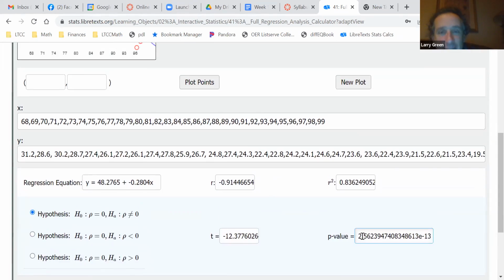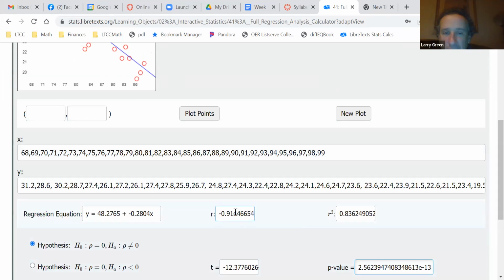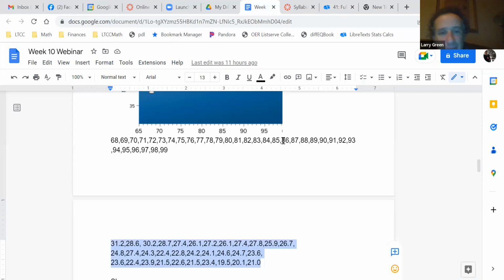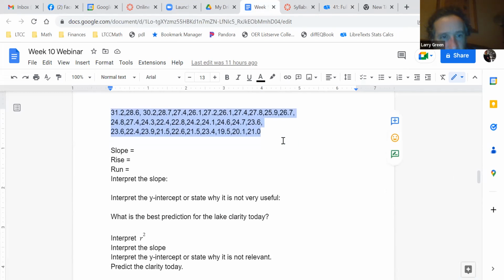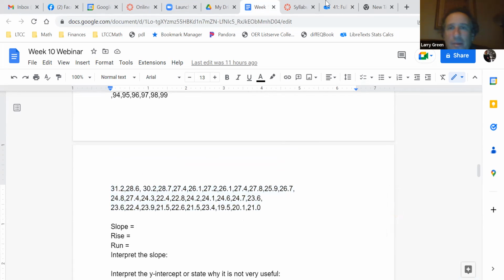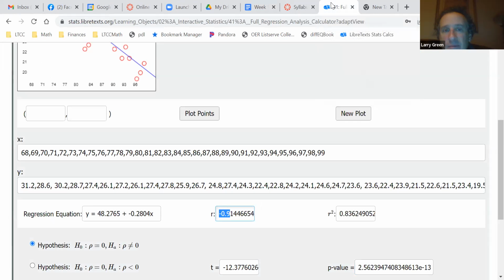Okay, so that's the main stuff we're going to need. So now let's start interpreting. So let's go r equals negative 0.9. Let's kind of do one of these things at a time. Actually, I'll do it in the order I have it here. Let's do our slope. What's the slope of the regression line? Yeah, I'm going to go negative 0.28. That's probably enough. So our slope is, remember, the number in front of the x. So negative 0.28 about.